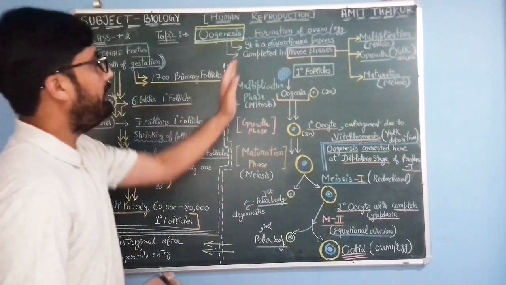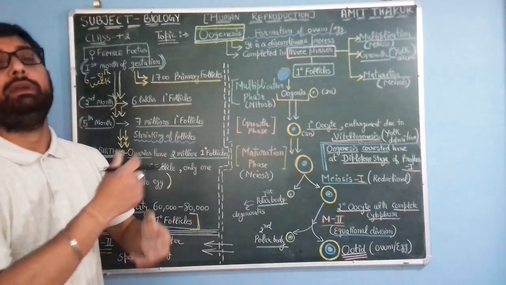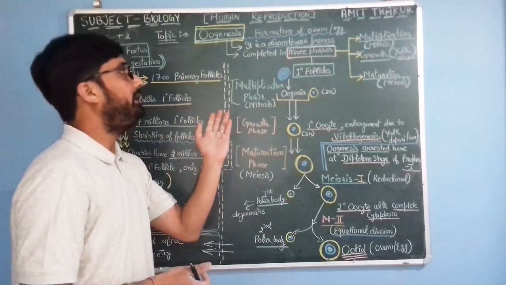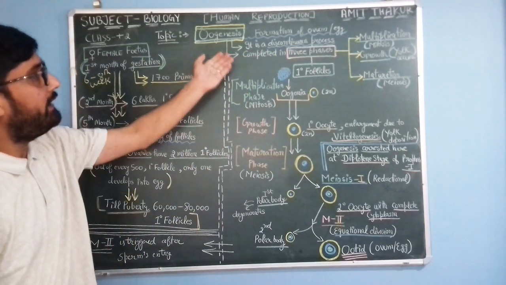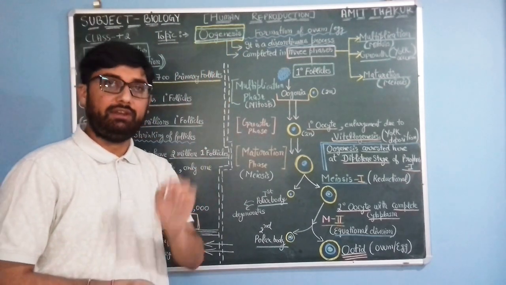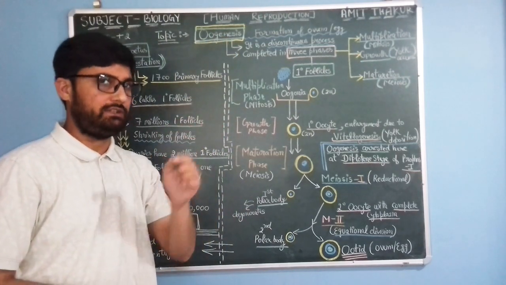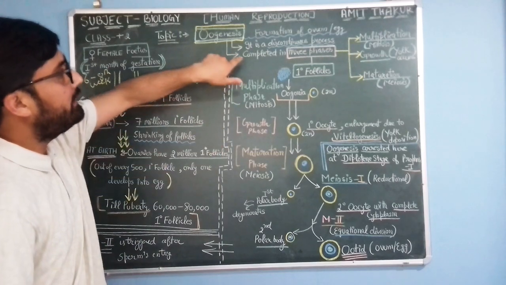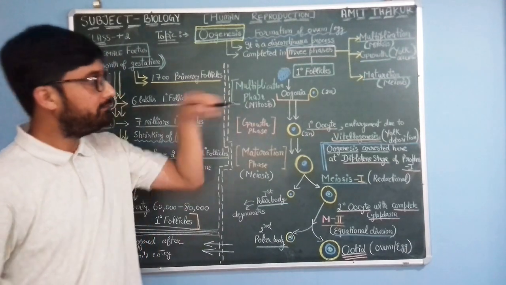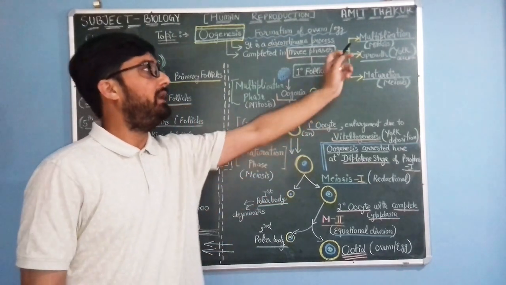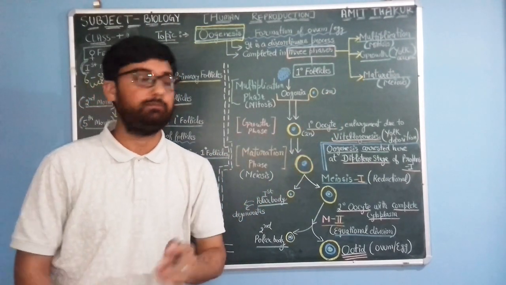Okay, so let's discuss oogenesis, or the formation of ovum, the process of making an egg. As I told you, it is a discontinuous process. Why? We will discuss. It is completed in 3 phases, as we have seen in spermatogenesis, but with a slight change: multiplication phase, growth phase, and maturation phase. As I told you earlier, the multiplication phase is all about mitosis, that means multiplication.